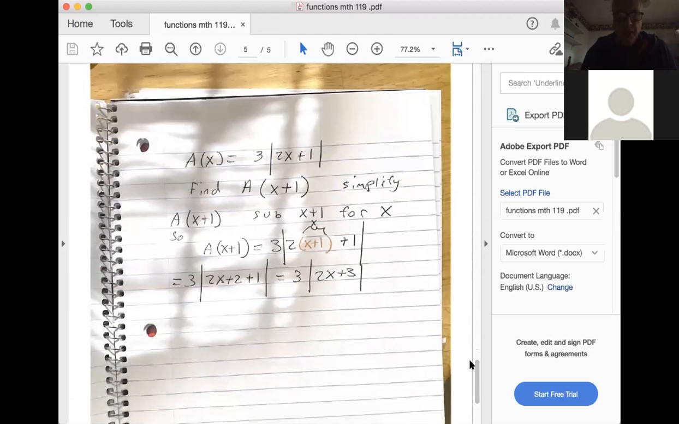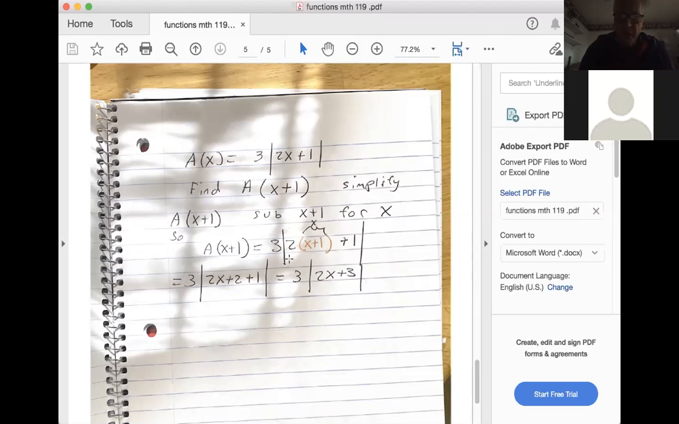Then we have one last problem. This one says a of x equals 3 times the absolute value of 2x plus 1. Find a of x plus 1, then simplify. So a of x plus 1 means we substitute x plus 1 in for x. So every place I see an x here, right by this 2 is the only place, I'm going to substitute in x plus 1. I'm going to make sure x plus 1 is in parentheses because every time I substitute, I make sure things are in parentheses.